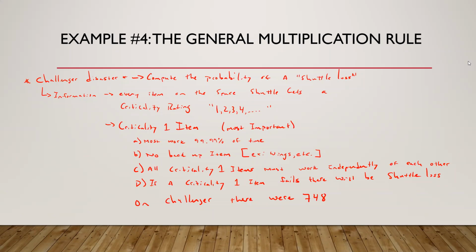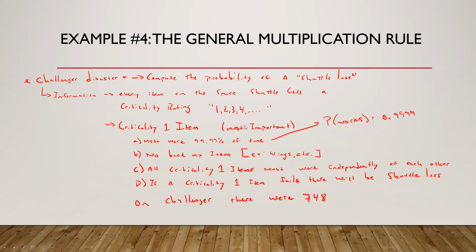Okay. So let's find the probability then, that even before the shuttle took off, that it would be a shuttle loss. So there's 748 of these. They work 99.99% of the time. Just so we're clear, what that means is the probability it works is 0.9999.